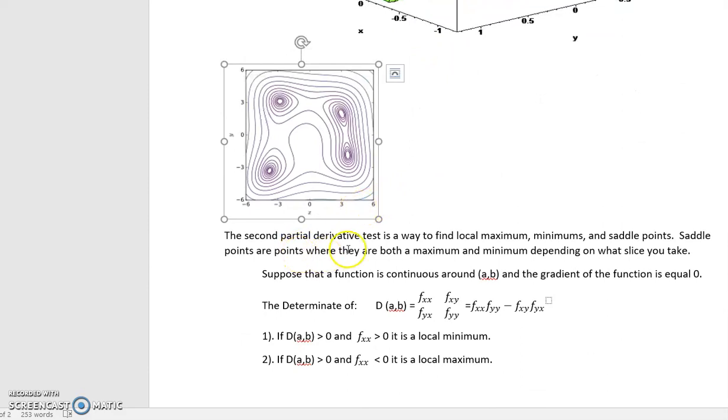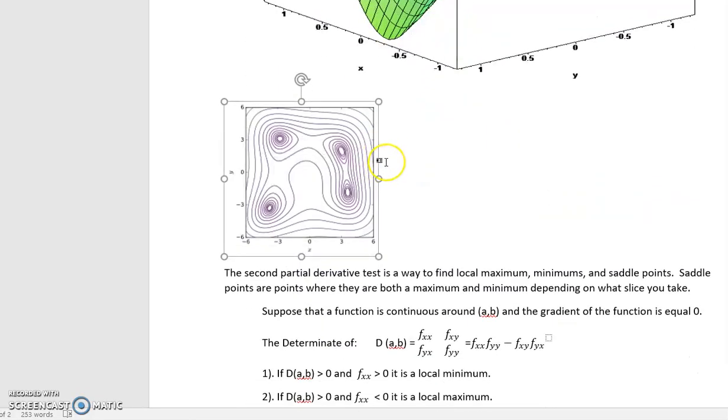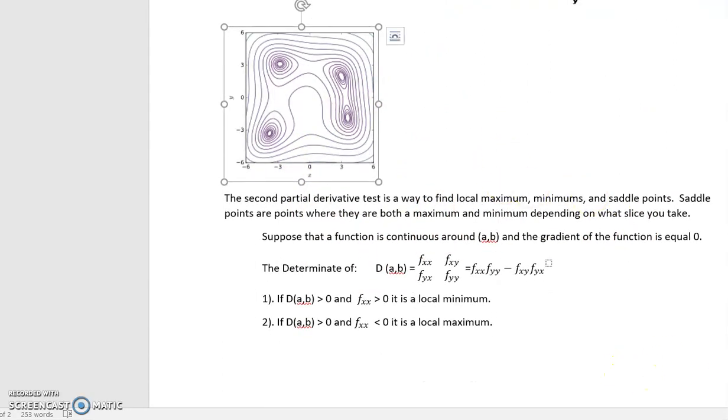The second partial derivative test is a way to find the local maximums, minimums, and saddle points. A saddle point is where a point is both a maximum and a minimum depending on what slice you take. If you slice it this way, you have a minimum. If you slice it that way, you have a maximum. So depending on the slice you take, you have a maximum and minimum at the same point. So it's a saddle.